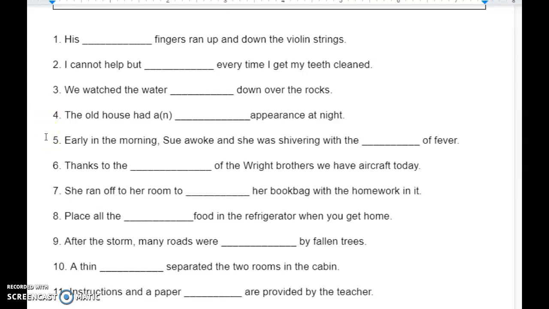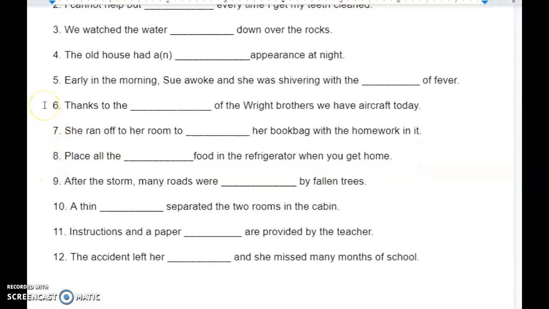5, early in the morning, Sue awoke and she was shivering with the blank of fever. 6, thanks to the blank of the Wright brothers, we have aircraft today. 7, she ran off to her room to blank her book bag with the homework in it. 8, place all the blank food in the refrigerator when you get home.